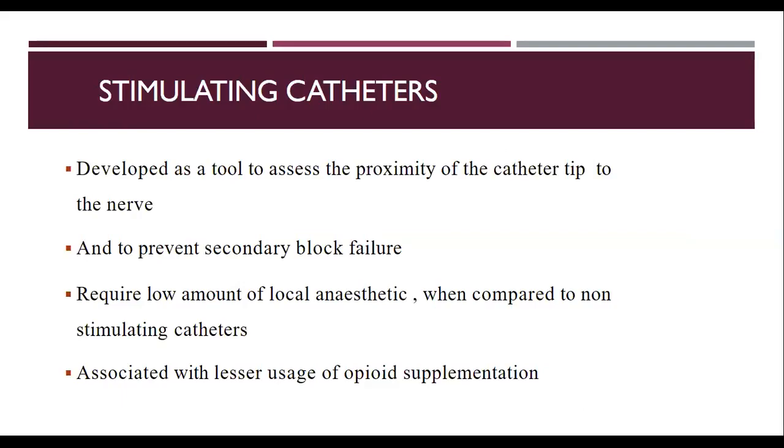Stimulating catheters were developed as a tool to assess the proximity of the catheter tip to the nerve and to prevent secondary block failure. They require a low amount of local anesthetic when compared to non-stimulating catheters, and are associated with lesser usage of opioid supplementation.